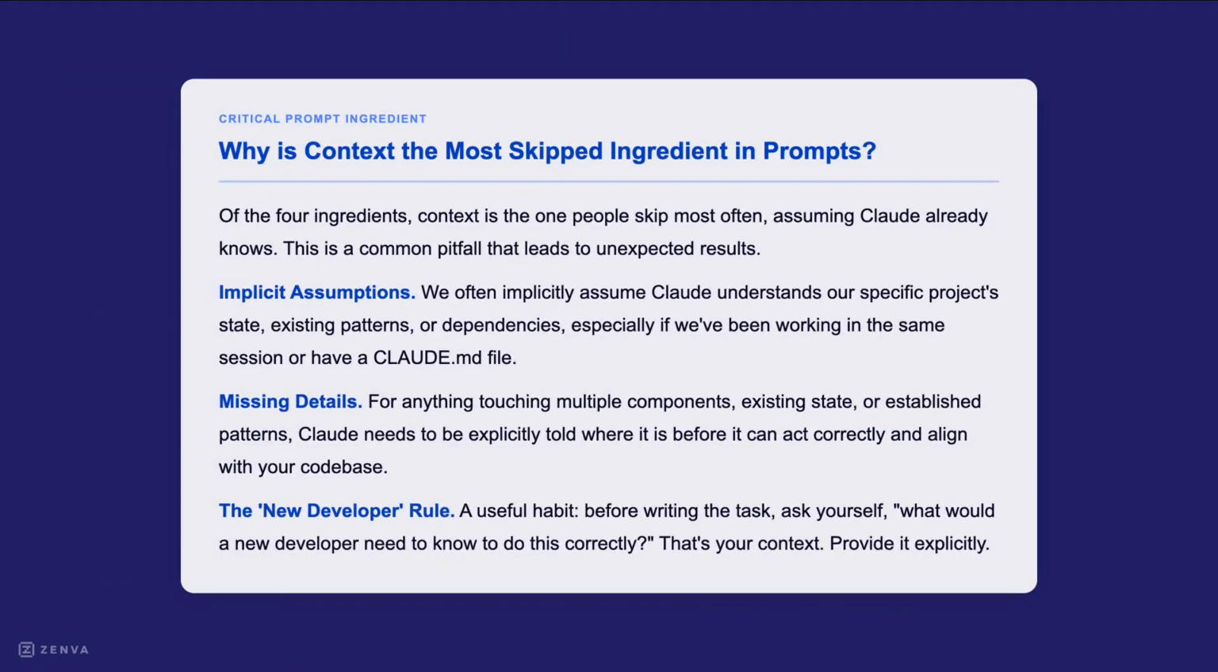That strong prompt was effective because it included all four ingredients, but of those four, context is the one people leave out most often. So why is this critical ingredient so frequently skipped? Let's explore the common pitfalls together.